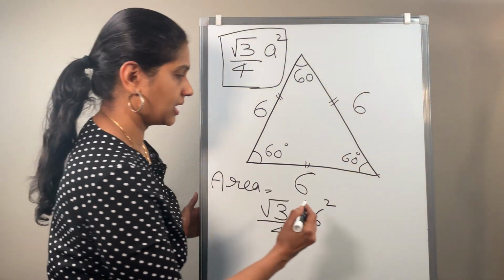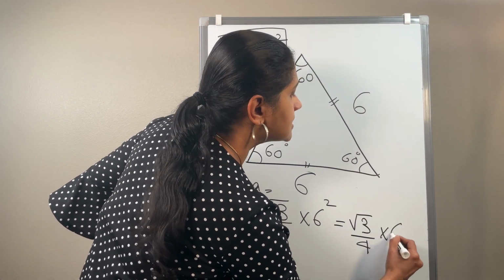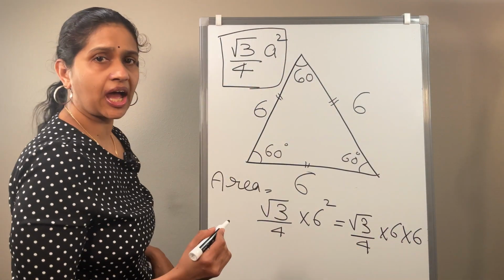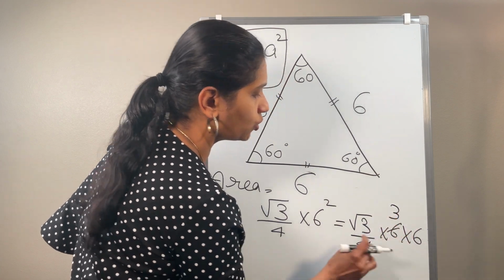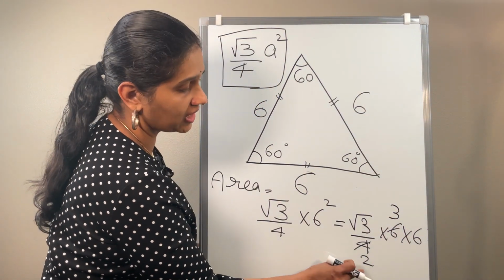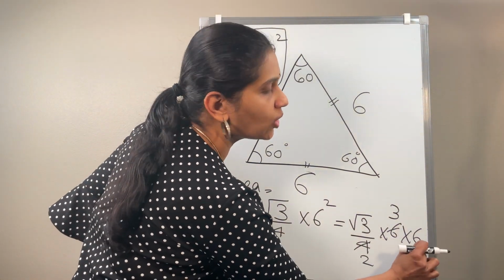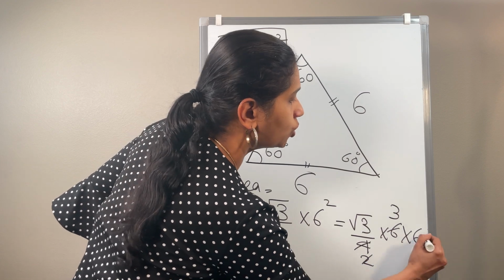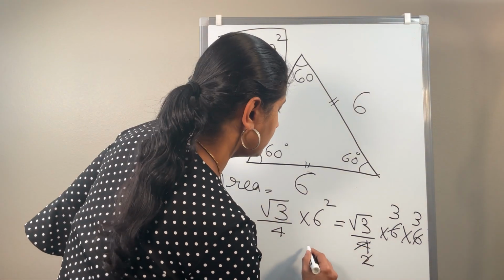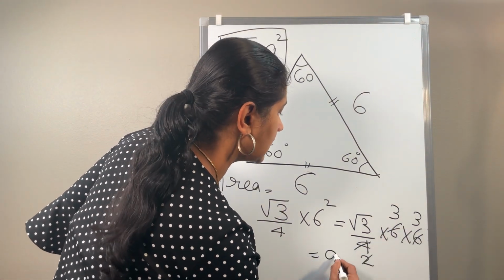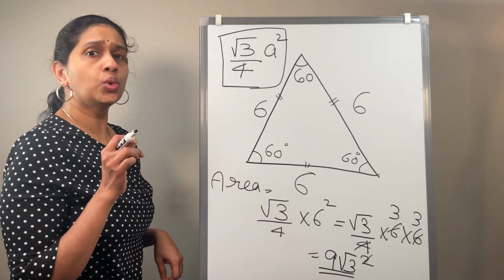And what is 6 square? That is going to be equal to root 3 by 4 times 6 times 6. And you know, this will go in 2, and this also will go in 2. I am just cutting: 4 divided by 2 is 2, 6 divided by 2 is 3. Again, you have a 2 here, you have a 6 here, you can cut it. So 6 divided by 2 is going to be 3. So the final answer will be 3 times 3 is 9, and you have a root 3. So the answer will be 9 root 3.